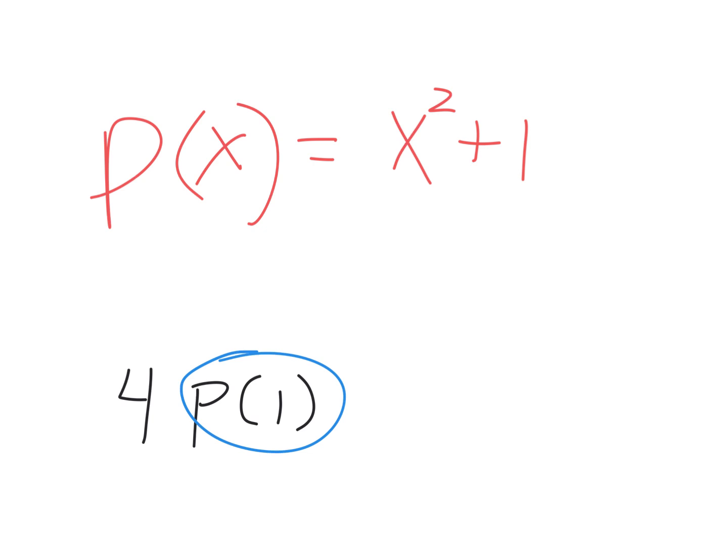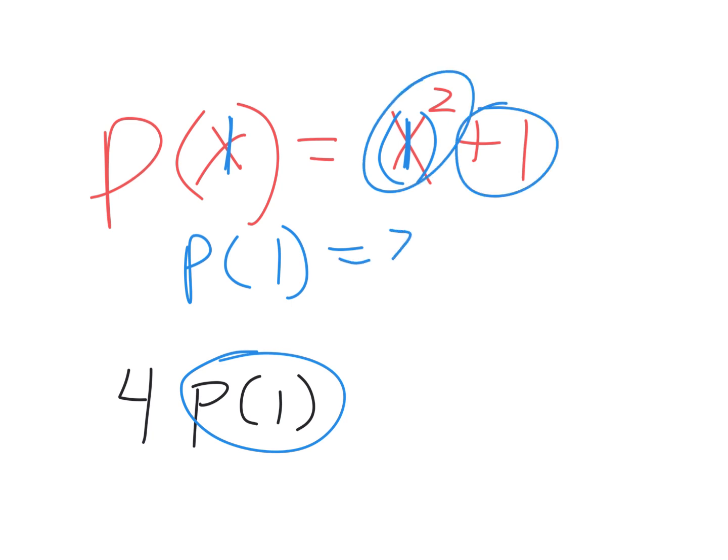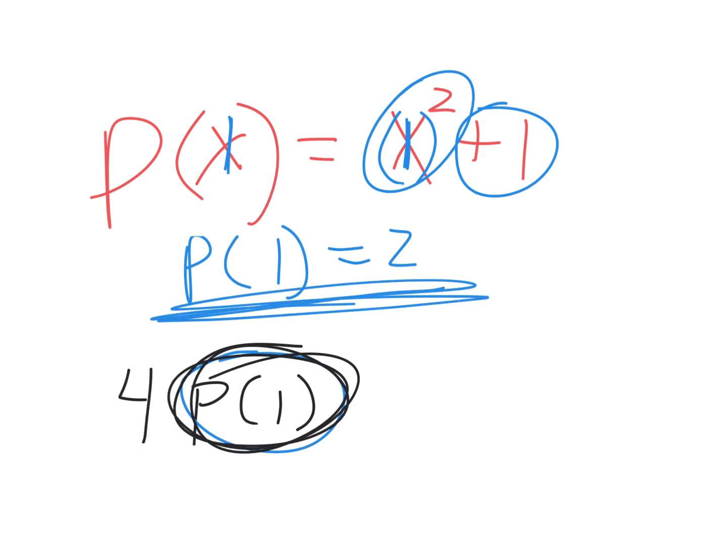P of 1. I stick a 1 right here and a 1 right here. And P of 1 is 1 squared is 1 plus 1 is 2. Right? Then this P of 1 is 2, means this is equal to 2. So 4 times 2. Who had 8? Raise your hand if you had 8. Awesome. You're getting this.